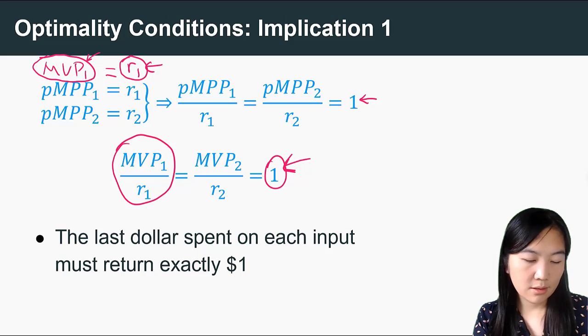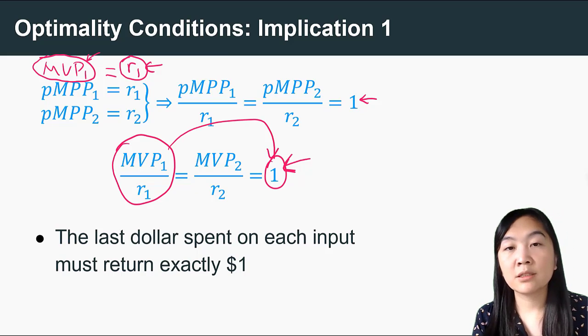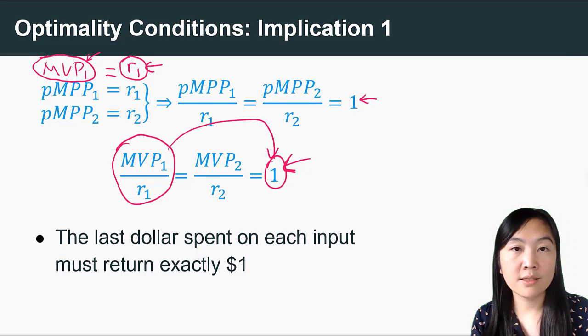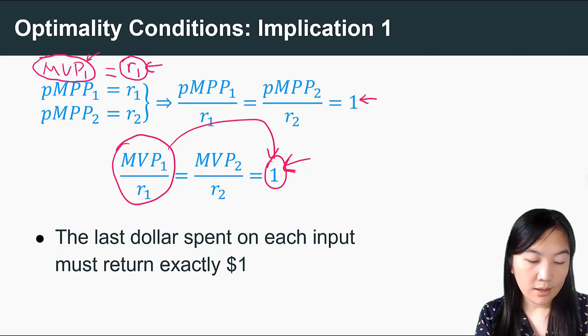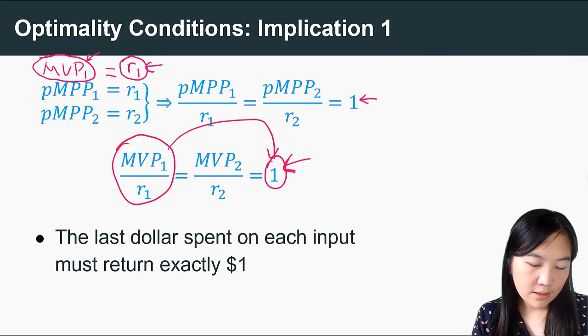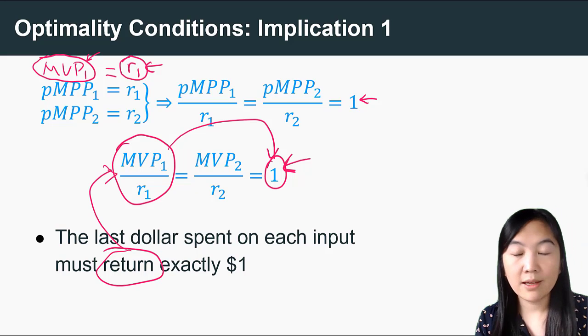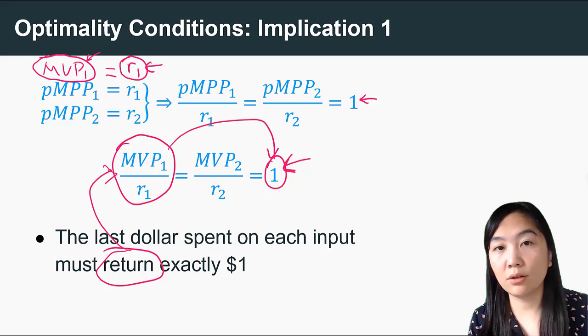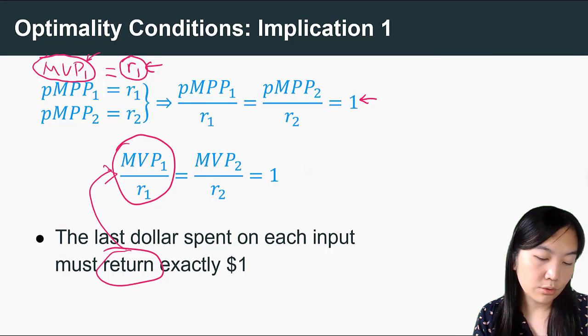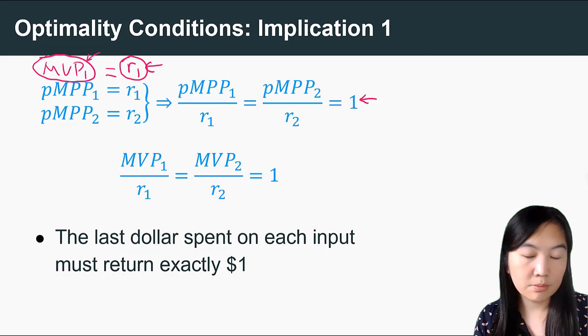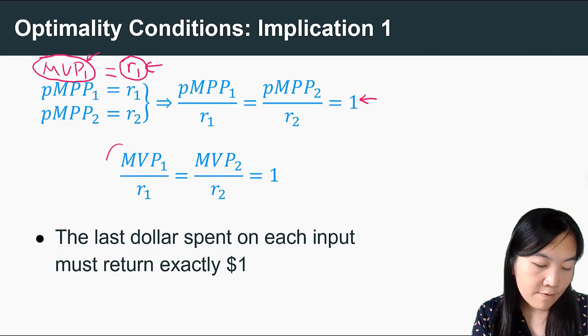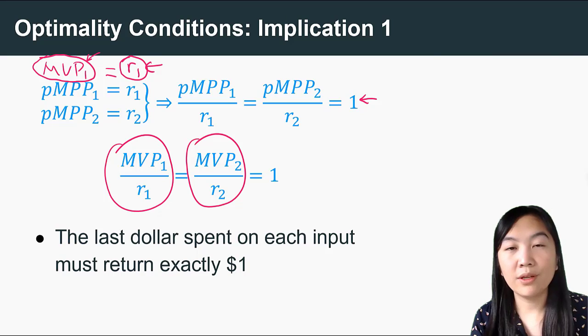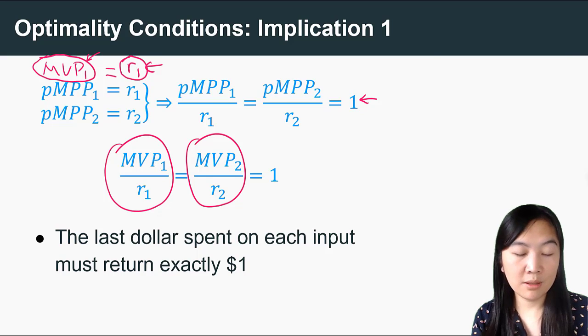So this return must equal the cost. So on the left-hand side is a return, and on the right-hand side is the cost. So again, your marginal return should be equal to your marginal cost. And this should be true for every input used. So here we have 2 inputs.